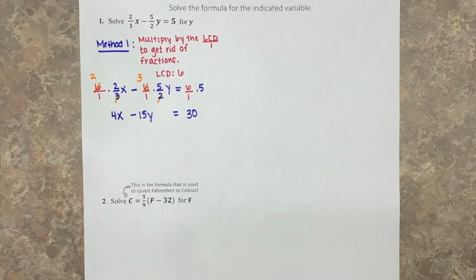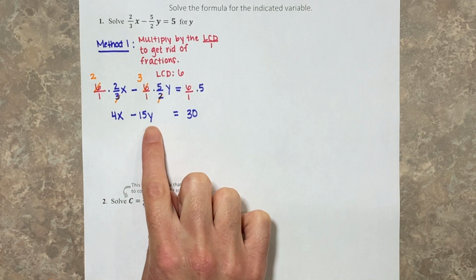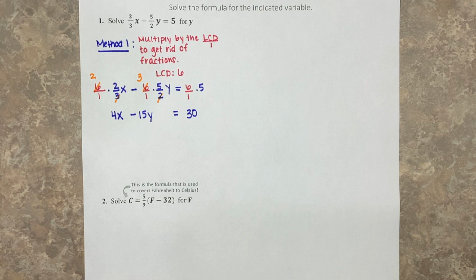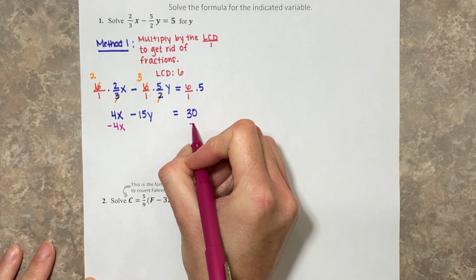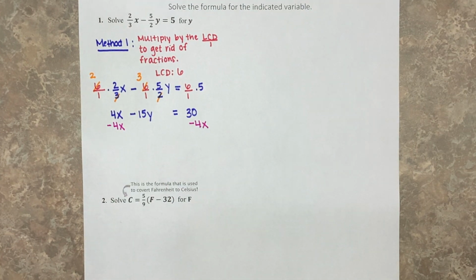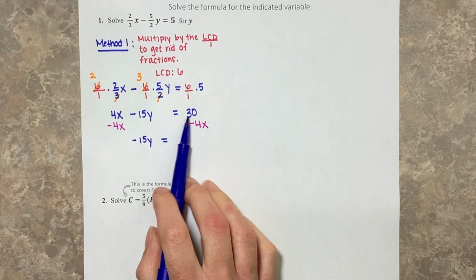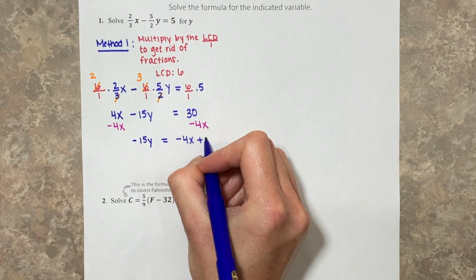This LCD approach is nice because it totally gets rid of your fractions, and equations without fractions are often easier to solve. Now the goal of this problem is to solve for y. That means we want to isolate y. We want y all by itself. So let's start by subtracting away this 4x. And if we subtract it from the left side, we have to subtract it from the right side. That will leave us with negative 15y is equal to, and you can write this as 30 minus 4x, or you could write it as negative 4x plus 30.